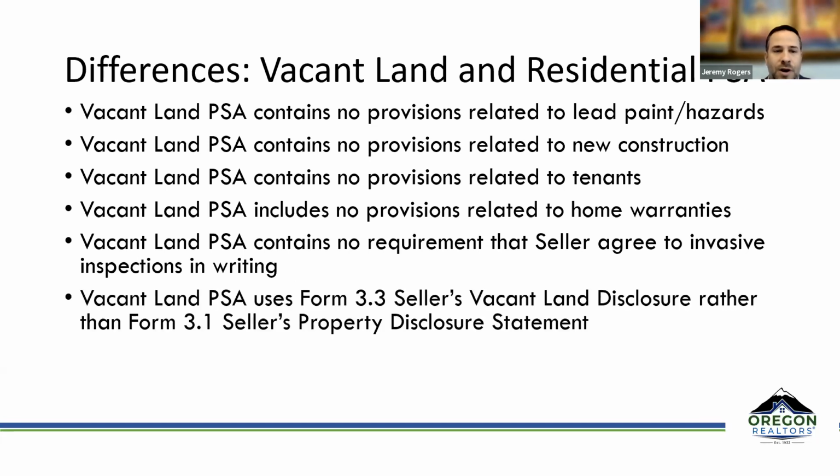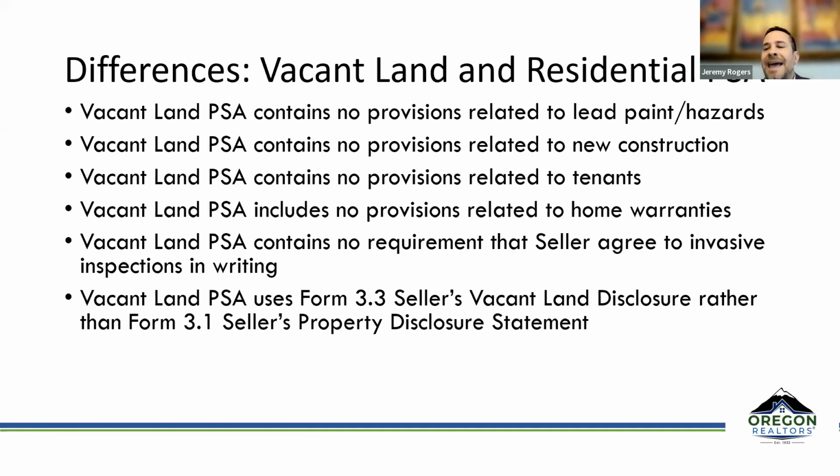Another one is that for the vacant land purchase and sale agreement, we have created a separate disclosure document called Form 3.3 Seller's Vacant Land Disclosure. You do not use the Form 3.1 Seller Property Disclosure Statement, and Oregon law does not require a specific disclosure statement, but we still created one for vacant land, and our contract does require that it be used. So even though Oregon statute doesn't say you have to use it, our contract creates the contractual obligation that you do have to use Form 3.3 vacant land disclosure.